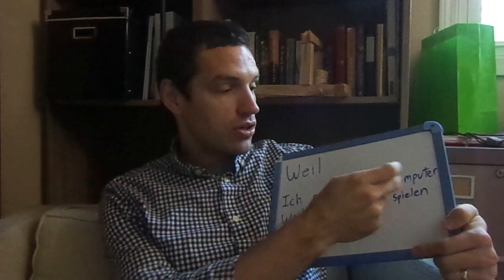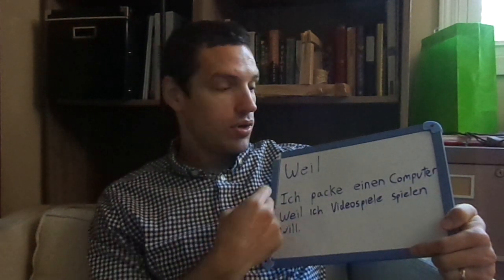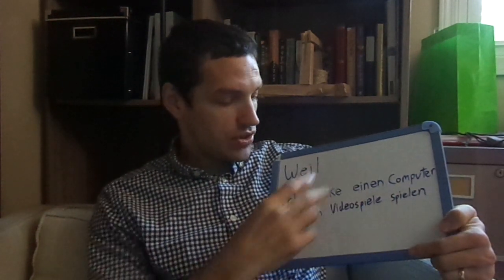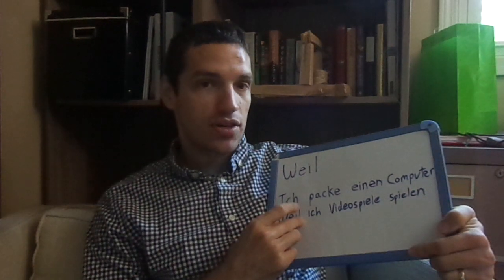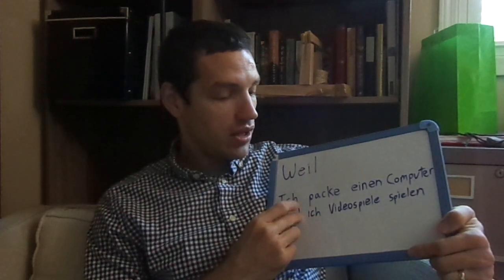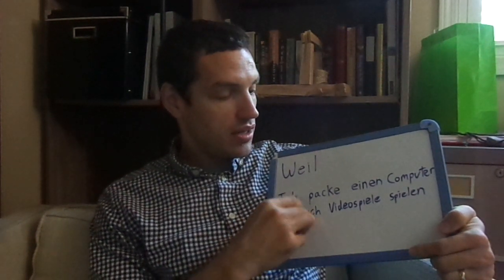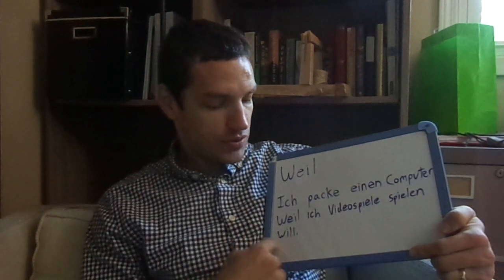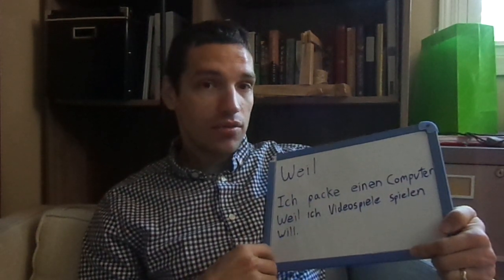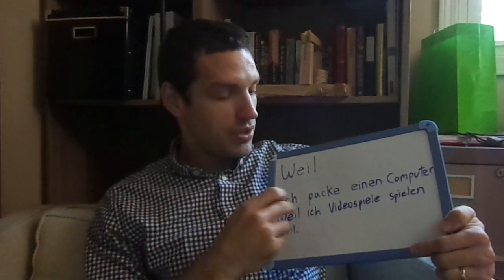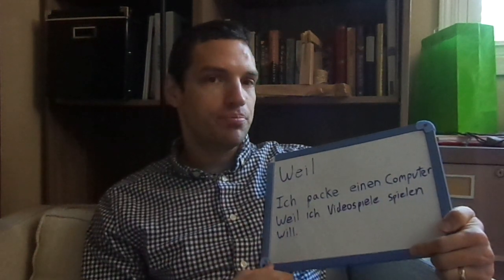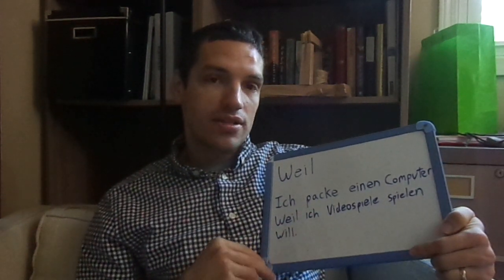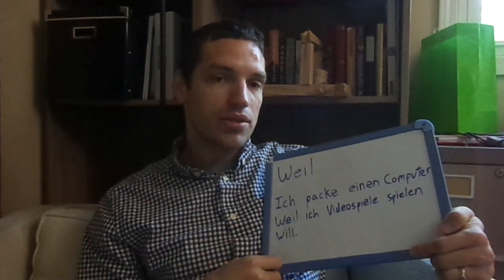Ich packe einen Computer, and so there we have our first clause set up. Everything's normal. Weil. Now we're setting up our second clause. So with weil, our verb automatically is going to go to the end. Ich Videospiele spielen will. Will, our verb, is at the end. And it does sound kind of funny if you translate that, right? Because I video games play want. But that's how we do it in German, so just put that mental note in your mind.